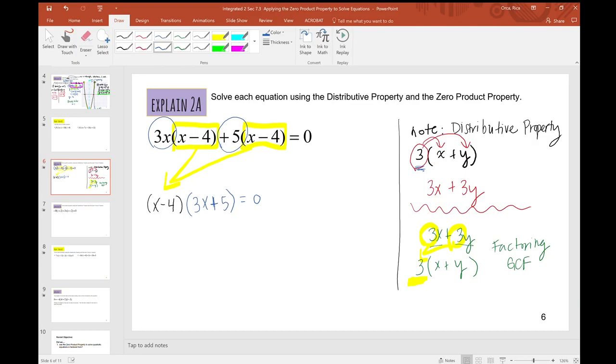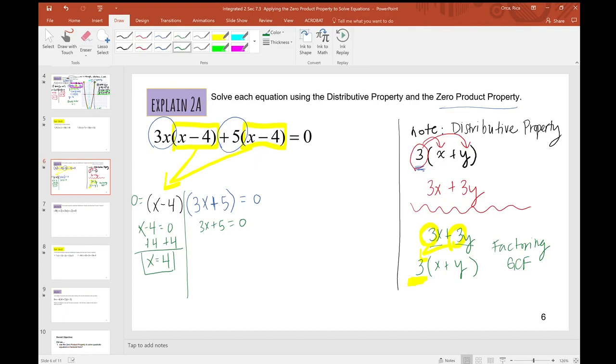Now that we've written this in factored form, let's use the zero product property to solve. So we're just going to set each factor equal to 0: x minus 4 equals 0, and 3x plus 5 equals 0. So now let's solve for x. Add 4 to both sides. X is going to equal 4.